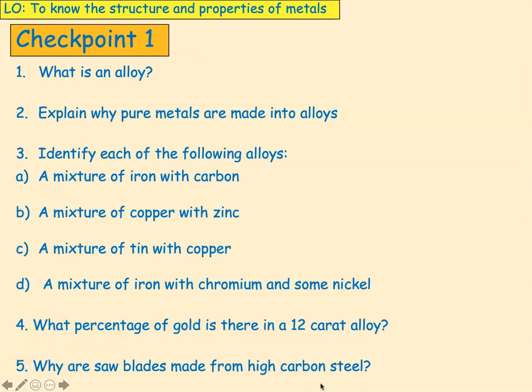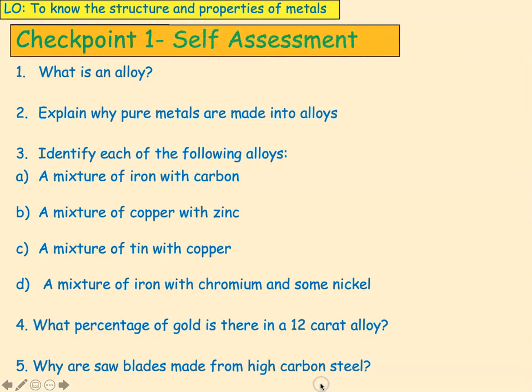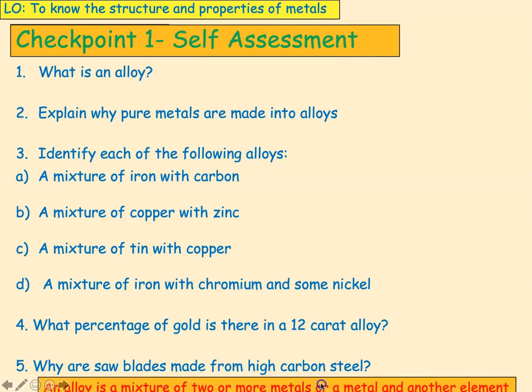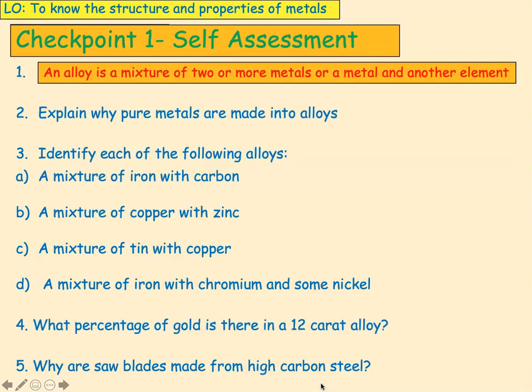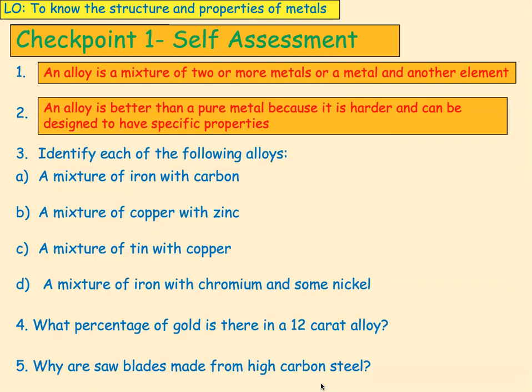Okay, so let's self-assess our answers. What is an alloy? An alloy is a mixture of 2 or more metals or a metal and other element. Explain why pure metals are made into alloys. Well, an alloy is better than a pure metal because it's harder and it can be designed to have specific properties.